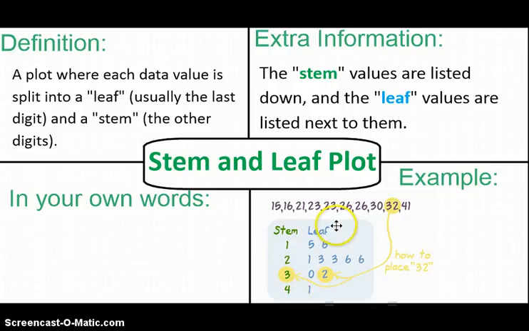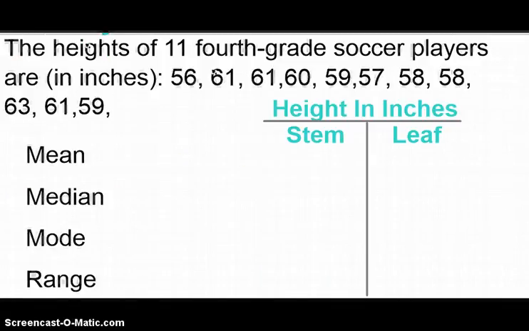In your leaf position, we go across. So 5, 6, 1, 3, 3, 6, 6, 0, 2, and 1. That means those leaves are your ones position, which is the last digit in the number. What I want you to do is write what it means in your own words. Let's try creating a stem and leaf.